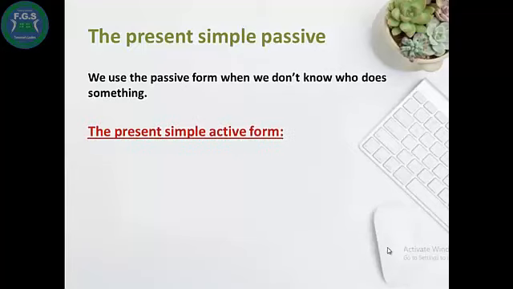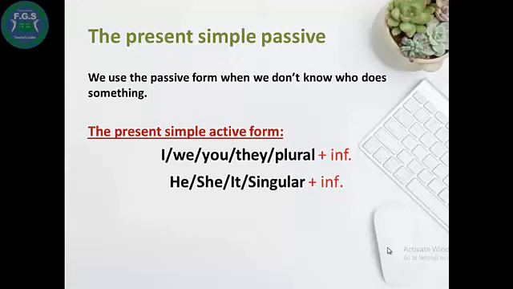The present simple active form. With I, we, you, they, and plural nouns, we use the infinitive in the present simple. With he, she, it, and singular nouns, we use the infinitive plus s. We add s or es or ies to the verb with the singular subject in the present simple tense.